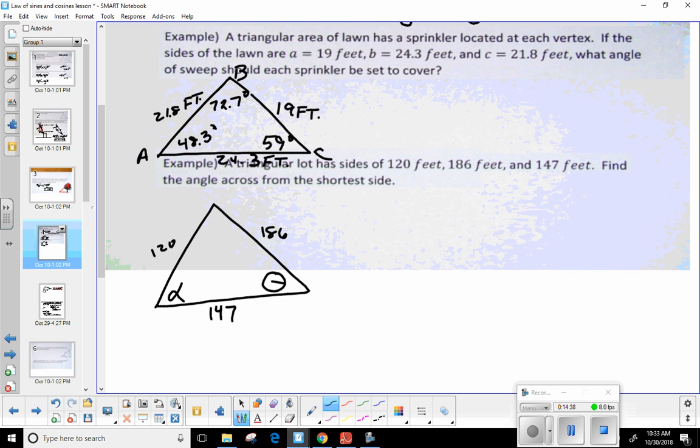Okay, so take about, let's say 30 seconds. Using the law of cosines, write me an equation that we could use to solve for theta. Okay, right, Xavier? Right, head up. And if you feel really confident with it, go ahead and solve it. But right now I'm just looking for that equation. We're looking for the angle across from 120.